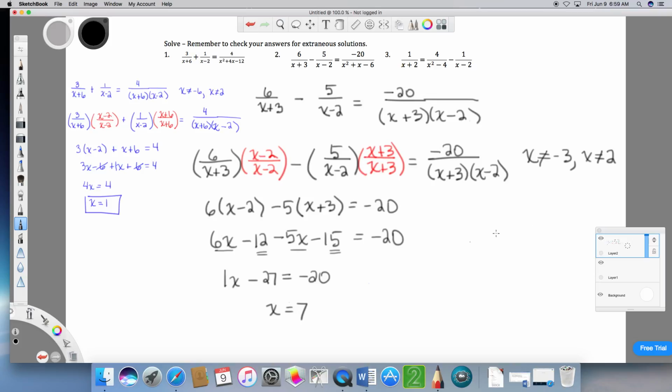That's not one of the values that I have to be concerned about. So x equals 7 is my answer. It's the only number in my solution set for number 2.